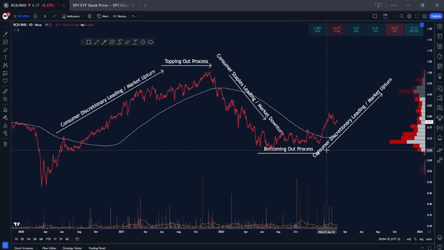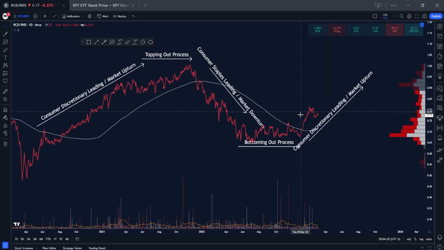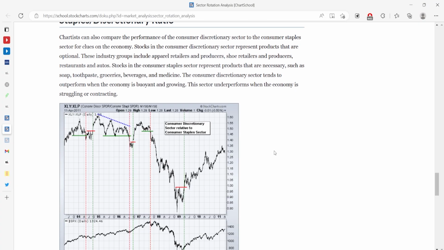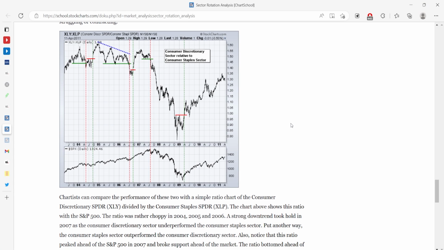We get a bottoming out process. And now what have we got since the beginning of the year? A pop back up, and we're over the 200-day moving average. Guys, consumer discretionary is leading consumer staples. This is once again indicative of a market upturn. It's indicative of a market upturn. You do not get consumer discretionary names outperforming consumer staple names if the market is afraid of a recession or new lows or whatever.